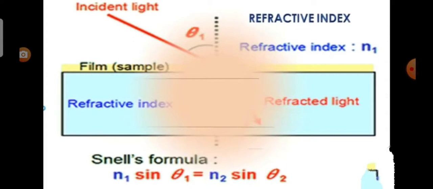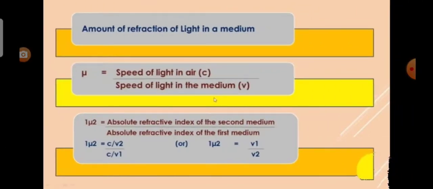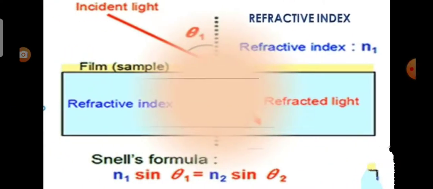Now we see about the refractive index. Refraction of light in a medium depends on the speed of light in that medium. When the speed of light in a medium is more, the bending is less. When the speed of light is less, the bending is more. So the refractive index is also known as the absolute refractive index, and it is denoted by the Greek letter mu.